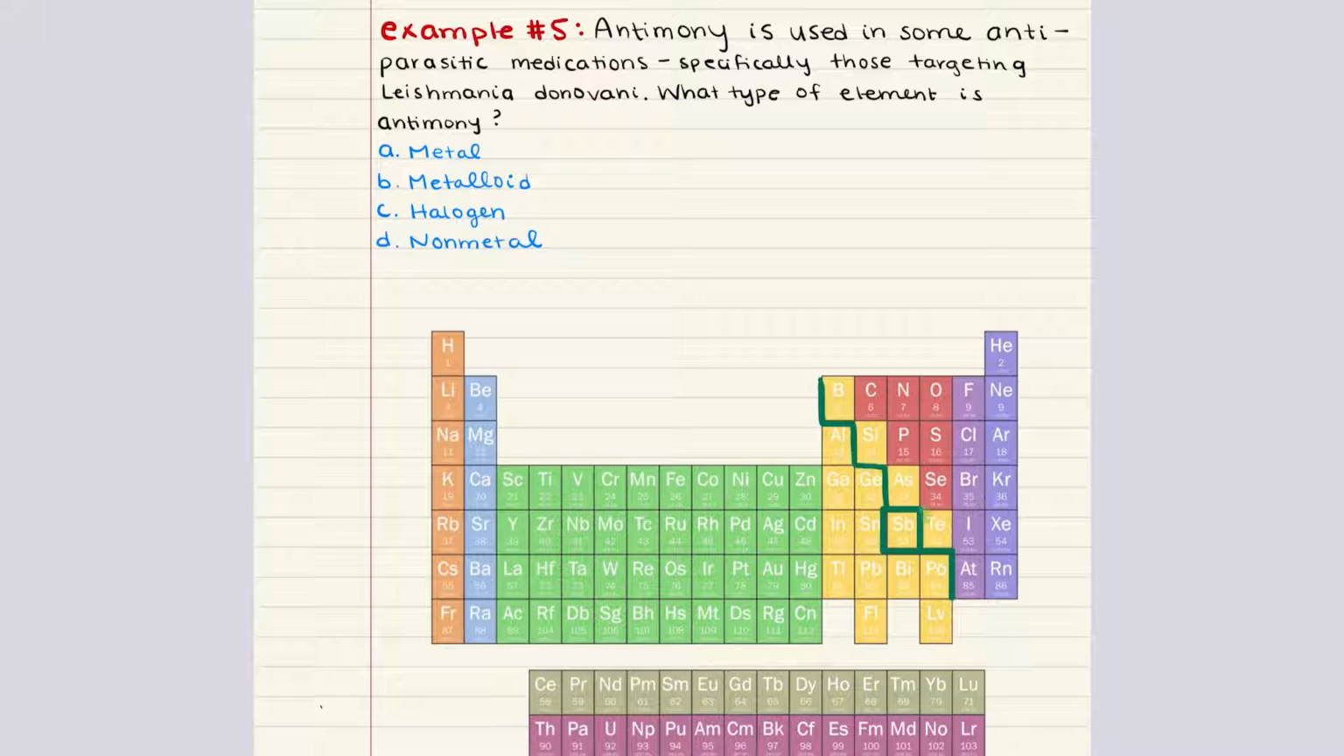Now, antimony is right here on the periodic table. It's in group 15 of the periodic table. When we talked about metalloids, we said that they lie somewhere around this stair step that we drew out here. We said metalloids are going to be the elements that are near this stair step that we drew in our periodic table. Antimony falls on this stair step, and it actually exhibits a combination of both metallic and non-metallic properties, making it a metalloid. So antimony is going to be a metalloid, making the correct answer for 5 B.